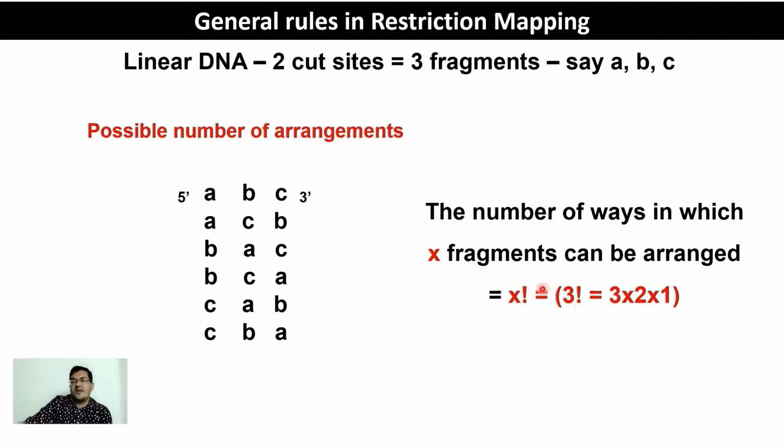So that's again very important. The number of ways in which x fragments can be arranged is x factorial, and x factorial essentially means x into x minus 1, x minus 2, x minus 3 until it comes down to 1. Right? So that's the whole idea of it. And x, how do you calculate x? X would be n+1 for linear DNA, because linear DNA with n restriction sites possesses n+1 fragments, and it would be n only for the circular DNA.